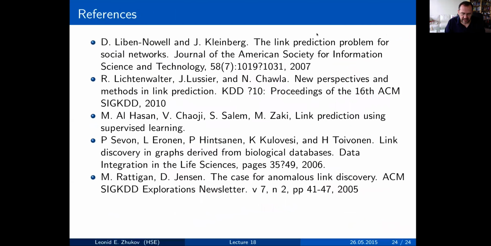So finally, here are the references. If you read just one paper out of all those papers, read this one. It's a John Kleinberg paper on the whole thing we started the lecture with today, the thing that started the link prediction problem. There are newer papers that are probably also worth looking at. And there is a review which I didn't put here, but it will be on our website, the one you can read.